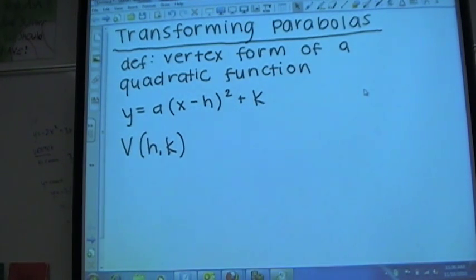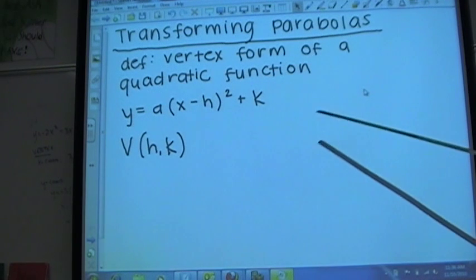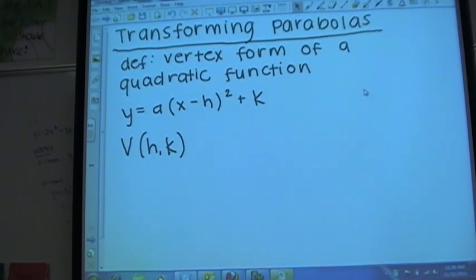You need graph paper. It helps. Same thing with the last section. If you have graph paper, it's going to be easier, but if not, you can do it on regular paper. Here's vertex form of a quadratic: y equals a times (x minus h) squared plus k.